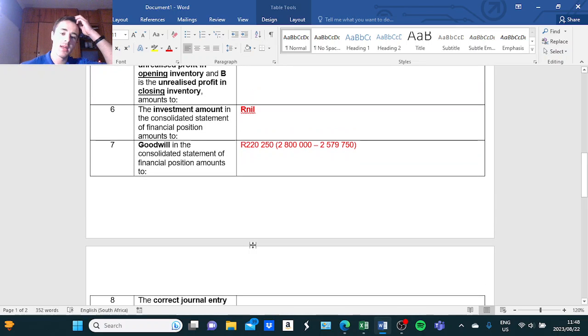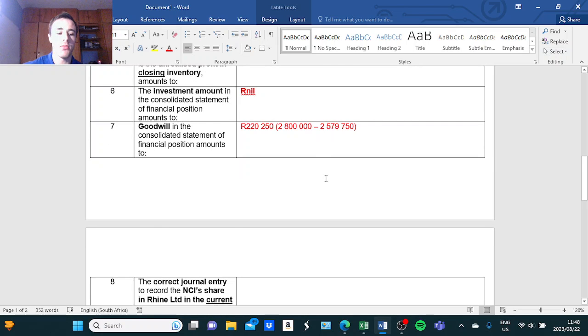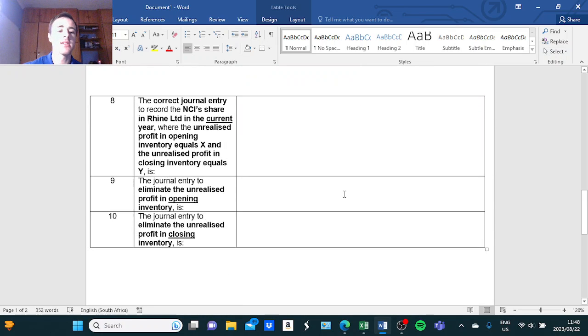Alright, good. Let us proceed to question 8, which asks you the correct journal entry to record the NCI share in Rhine Limited, the subsidiary, in the current year, where the unrealized profit in opening inventory equals X and the unrealized profit in closing inventory equals Y, is as follows.